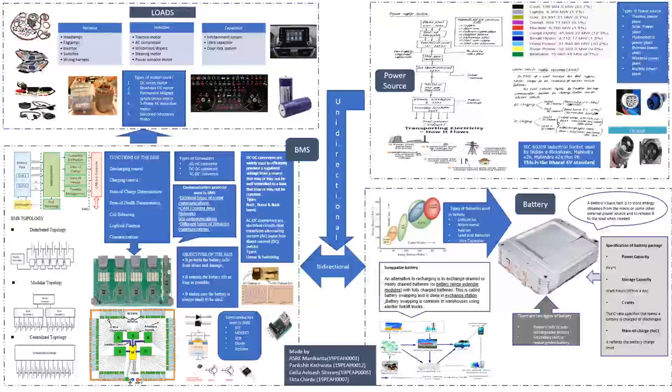Then we can calculate the C rating. C rating means the speed of battery charge or discharge, the present discharge or current discharge or charge of the battery. Like there are some 1C rating, 0.5 C rating. So all these are ratings given in the battery specification.